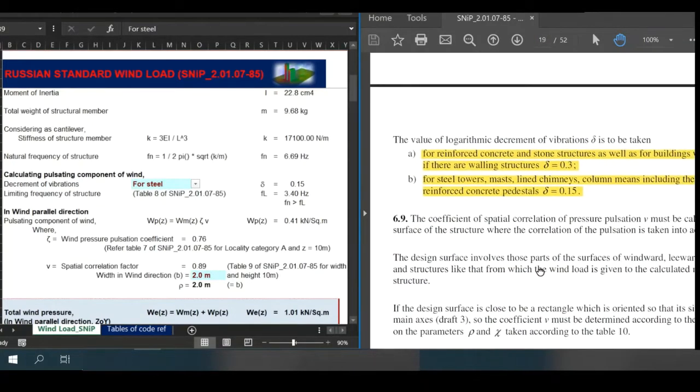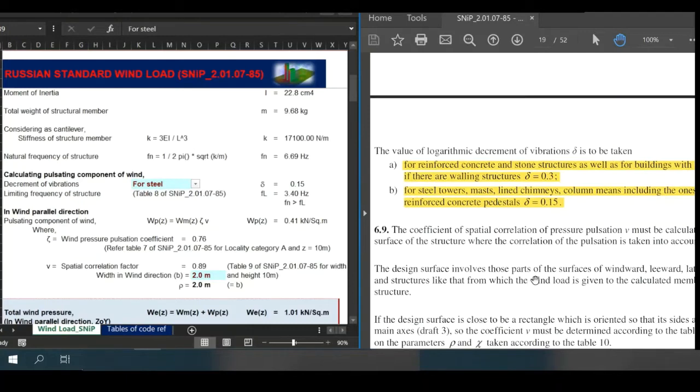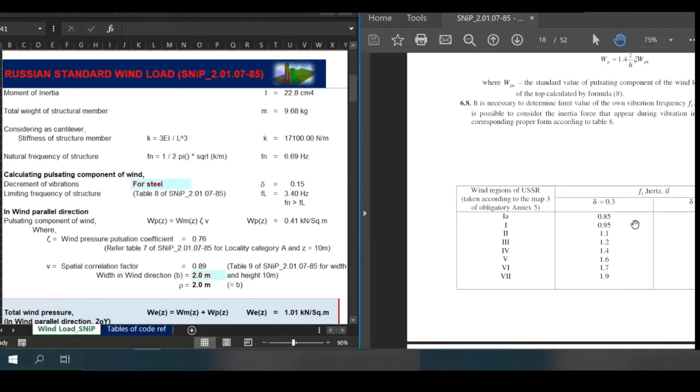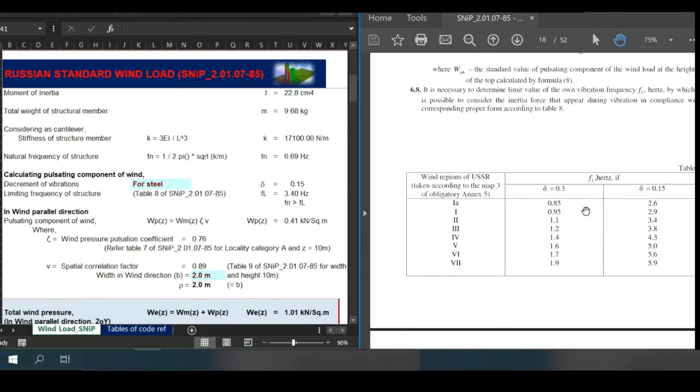So here in the highlighted lines on the right hand side of the PDF, you can see that for reinforced concrete it is 0.3, and for steel towers, mast lines, chimneys, columns it is 0.15. So likewise, we need to select based upon our structural materials and the limiting frequency of a structure, as per table 8. For that, page number 18 is to be referred. So here is a table for that. So the decrement of vibrations, we know, is 0.15.